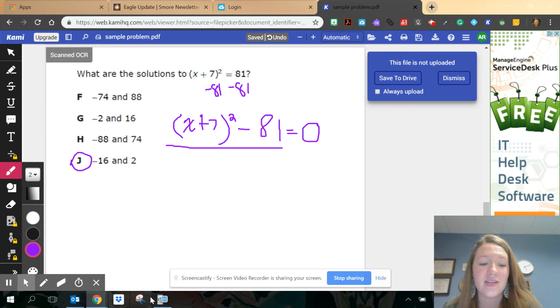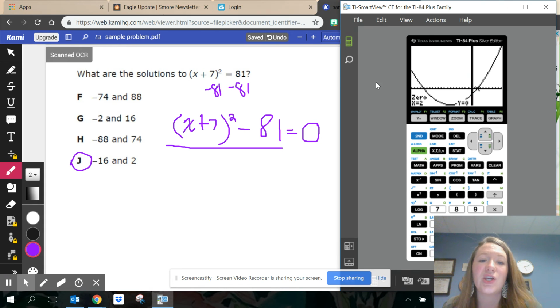Okay, so hopefully this showed you how we can use our calculator to find the solutions. Or remember, another way to say that is our zeros, which is why our equations need to be equal to 0 for us to use our calculator. I hope this was helpful.